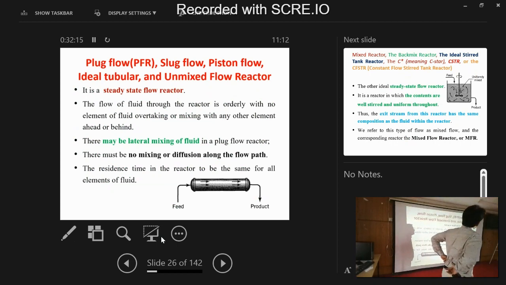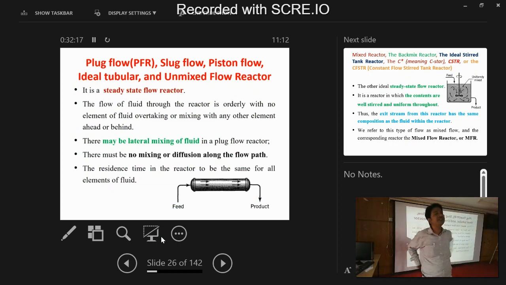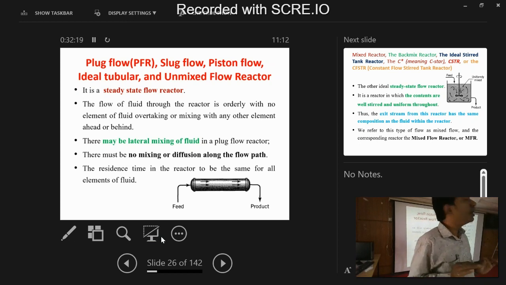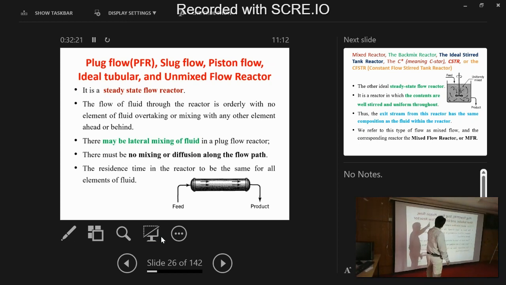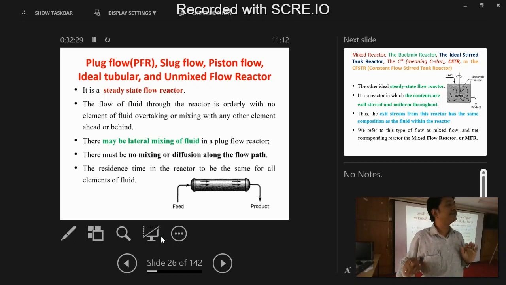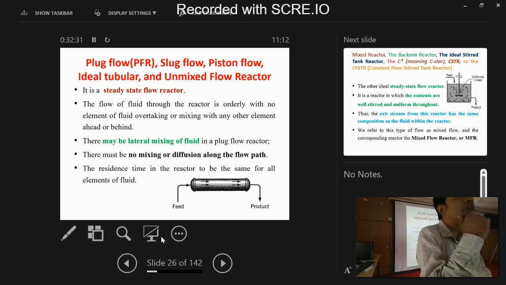Now, plug flow reactor. There are different names for the plug flow. Plug flow is also called slug flow, or piston flow, or ideal tubular, or unmixed. These are all names for the plug flow reactor. But it is a steady state flow reactor. What do you mean by steady state? No change.